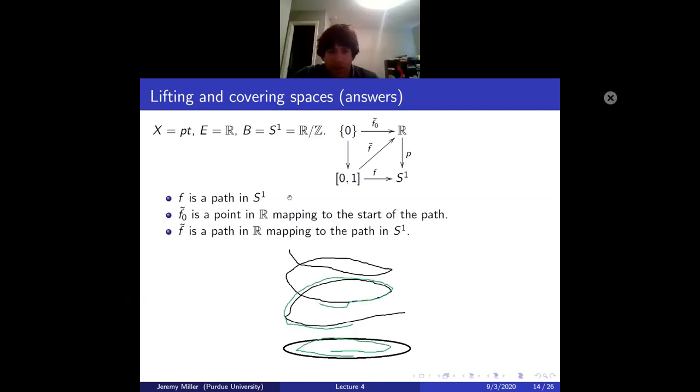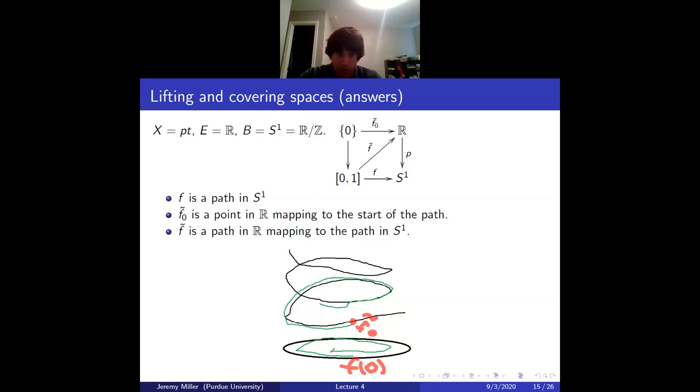Yeah. So F is a path. F tilde is a lift of the start of the path to a point upstairs. Sorry, F tilde 0 is a choice of this point. So we could have picked some other point that also mapped. Down here is where f of 0 is. What we need to do is pick a point in R, in the spiral, that maps down to the start of the path, and then f tilde is just a path upstairs that maps to our chosen path downstairs.